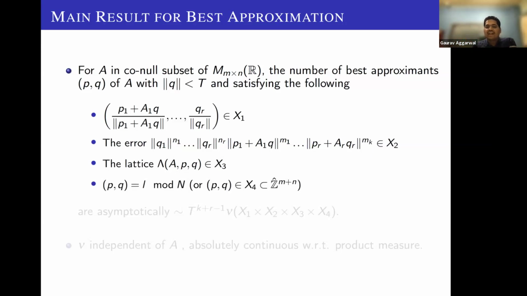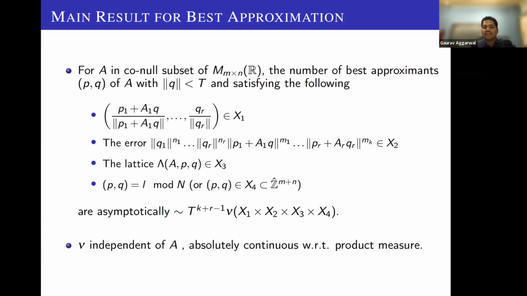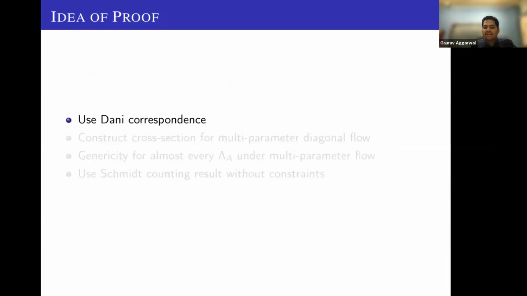And the fourth, something like the condition that (p, q) is equal to L mod n, which can also be phrased in the form that (p, q) belongs to a certain subset X4 of the Z hat of m plus n. Then the number of best solutions is asymptotically given by the following rate, T^(k plus r minus 1), and nu times the measure x1 cross x2 cross x3 cross x4. And the measure nu is independent of A, so it doesn't depend on the choice of A, and is absolutely continuous with respect to the product measure. And we gave an explicit description of it, as some push forward of the cross-sectional measure, using the idea of the cross-section.